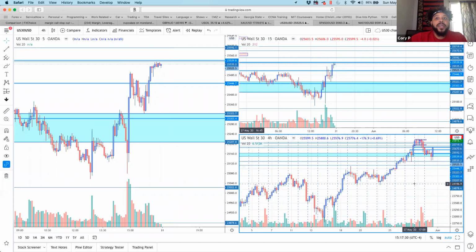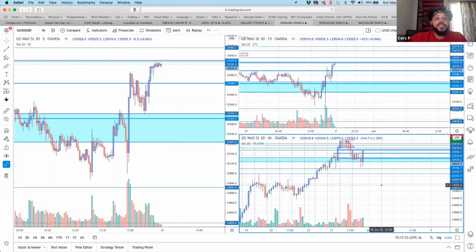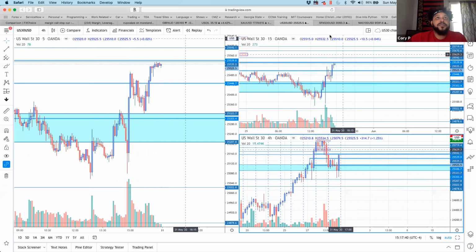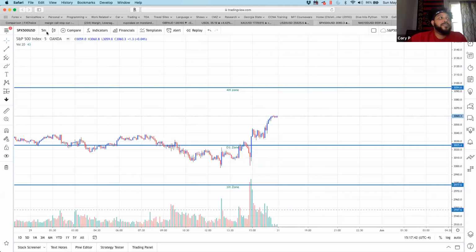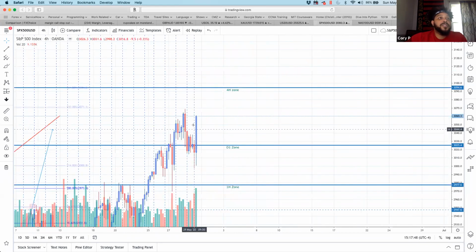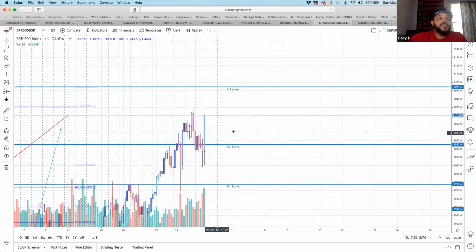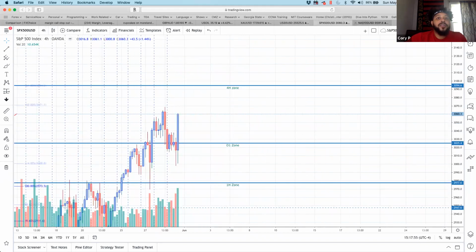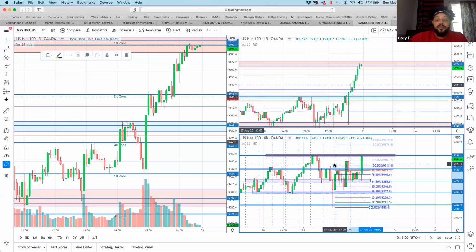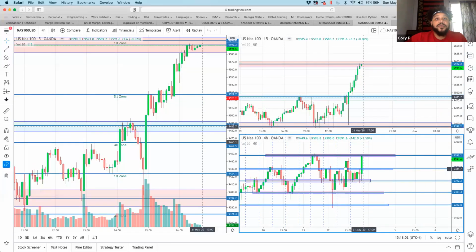Here's the 4-hour, right? The 4-hour on US 30 right here in this corner is just a huge impulse candle, a bullish engulfing candle. What do we have on S&P 500? Huge, impulsive, bullish engulfing candle, engulfing all this stuff over here to the left. Same move, right? Go down to NAS 100. What do we have on this same candle? Huge, impulsive move right here.